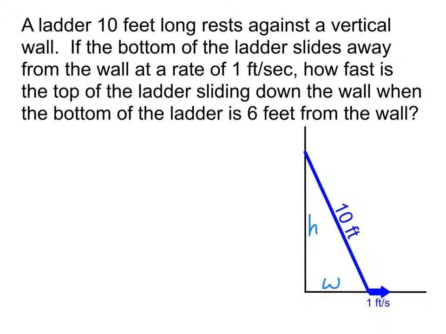Let's see. The ladder's 10 feet long. Got that in there. The 1 foot, I drew that on there. The 6 feet. Okay, I should label that. The bottom of the ladder is 6 feet from the wall, so I'm just going to track there that W value is going to be 6 feet. All right, so it is Pythagorean theorem.